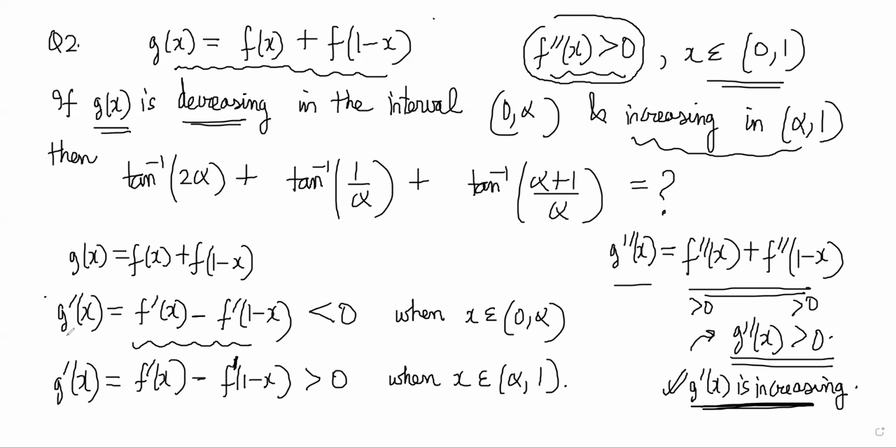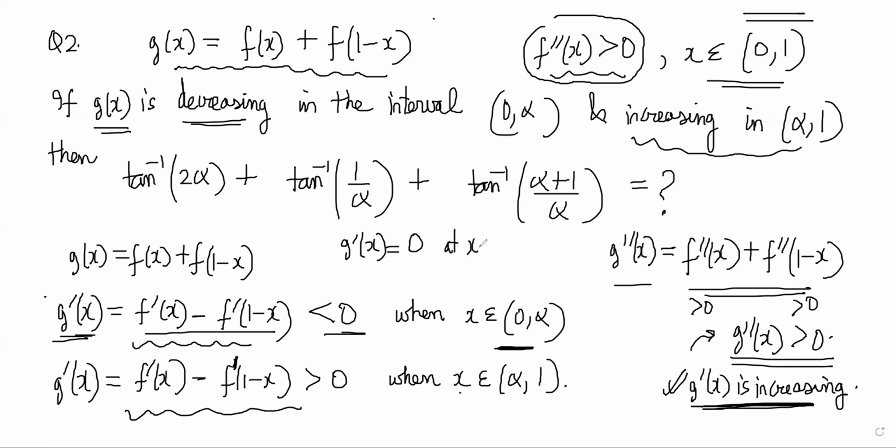And now we can see that g dash x values are forever increasing in this interval 0 to 1. Here we can see g dash x was negative when it was between 0 to alpha, and then it was positive when it was from alpha to 1, right? So that means we can say that g dash x must be equal to 0 at x equal to alpha.